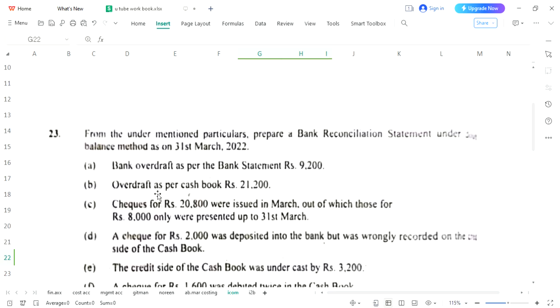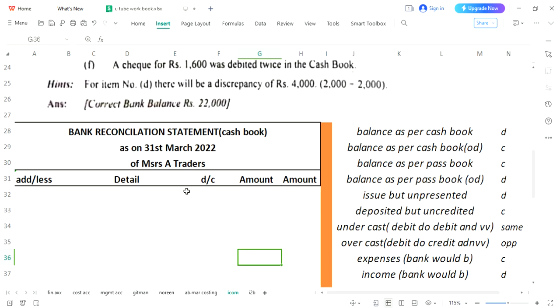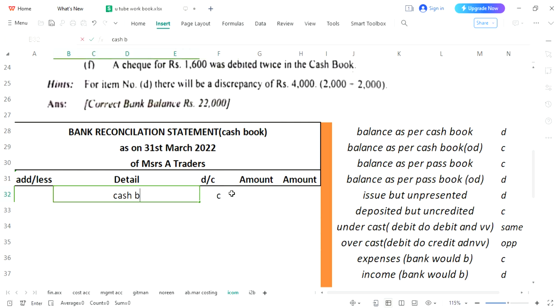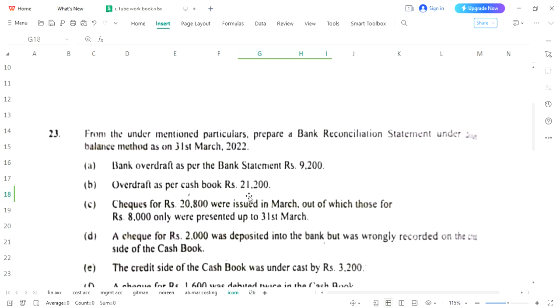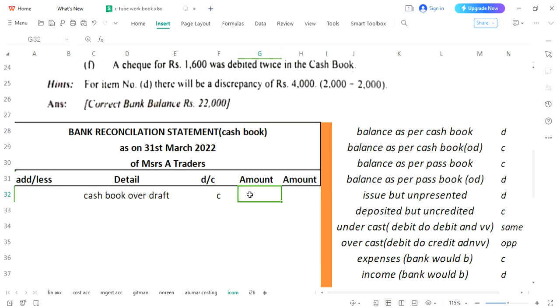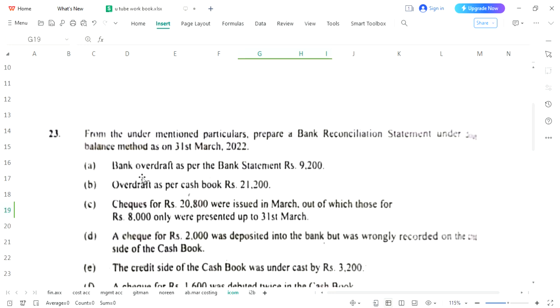Now the second balance is again overdraft but of the cash book. So cash book overdraft is credit. We will go to cash book and here you will mention credit, and let's write cash book overdraft in the detail column. Cash book overdraft is 21200. All right, so two entries have been completed.